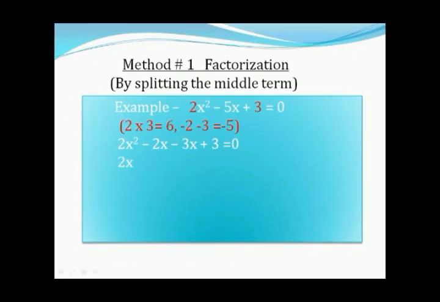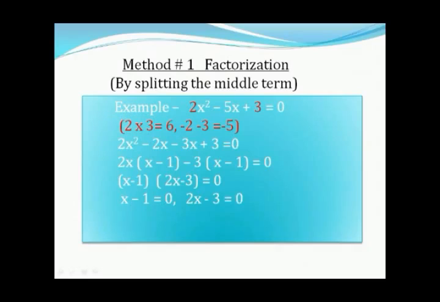So taking common from the first two terms, we get 2x as common and x minus 1 in the bracket. Then minus 3 is taken as common and you get again x minus 1 in the bracket, equals 0. And then again taking x minus 1 as common, you get x minus 1 and 2x minus 3 equal to 0 as two factors. Now equating both the factors to 0, x minus 1 is equal to 0 and 2x minus 3 is equal to 0. From the first one we get x equals 1, or x is equal to 3 by 2.